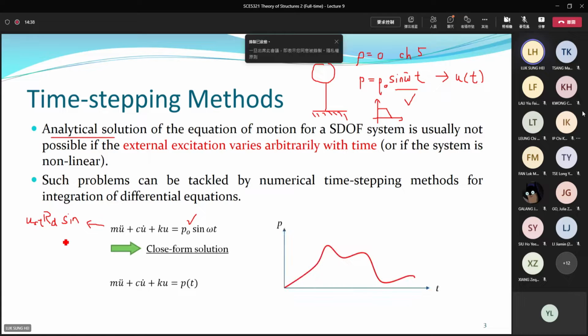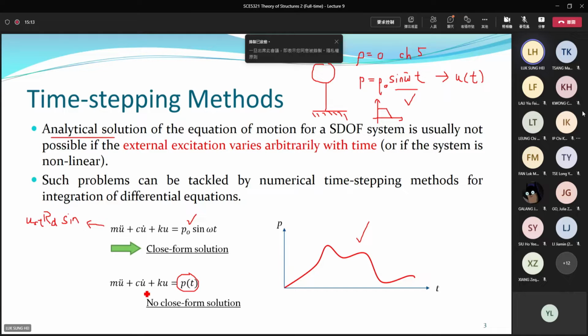But if you cannot express the loading clearly on the right-hand side of the equation, just like the picture on the right-hand side, you cannot find a simple math function to represent this loading. It's not a sine, it's not a cosine. It's quite difficult to express this loading as a function. So if the right-hand side is not a simple math function, then you cannot find the solution for this problem. So in this chapter, we will discuss how to find the response for structures under arbitrary loadings.